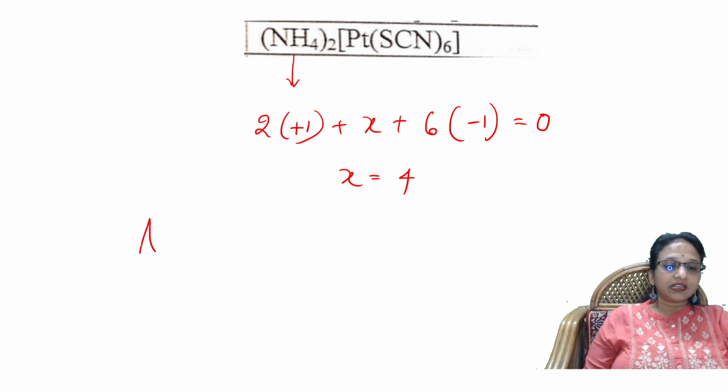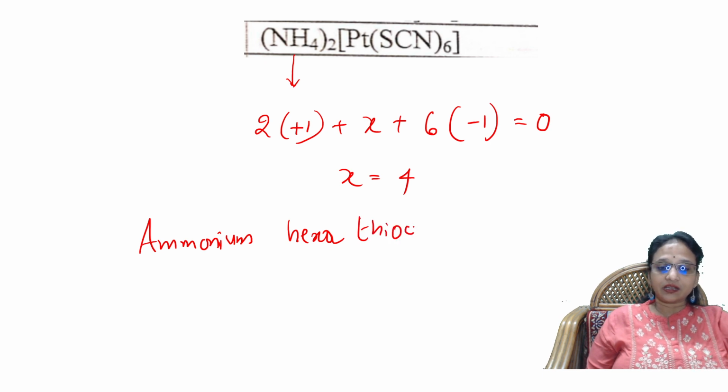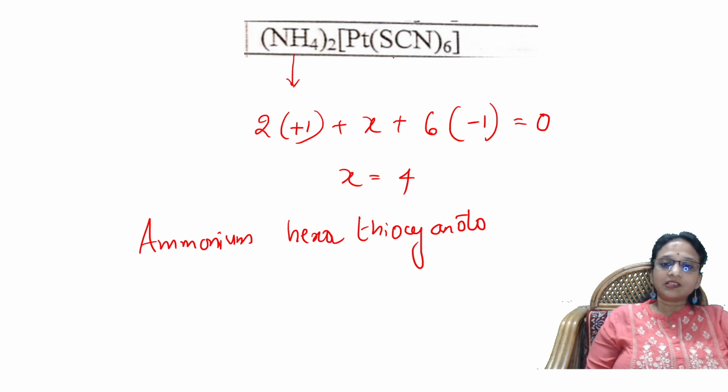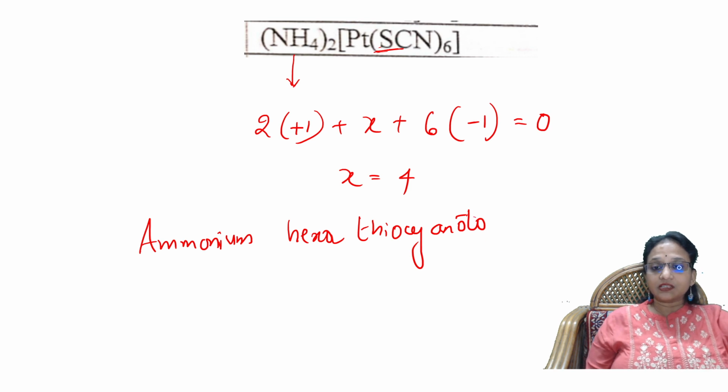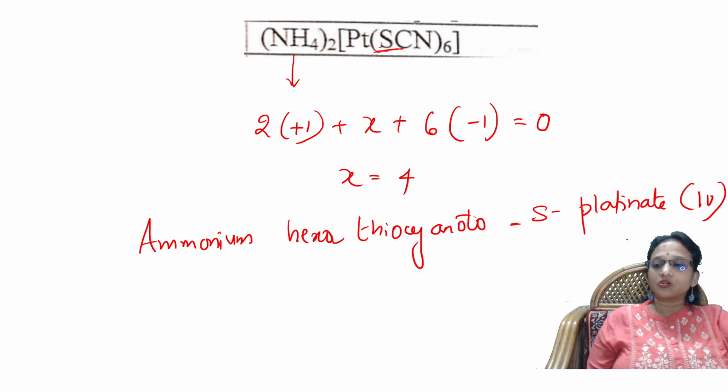Name it. Start naming ammonium. How many are there? 6 are there. So hexa. So it is thio group. It is thiocyanato. Negative ion, students. Nato. Then it is attaching the metal atom with S atom. That's why we call it S platinate 4 complex, because the oxidation state is 4. You see, let us see one more.